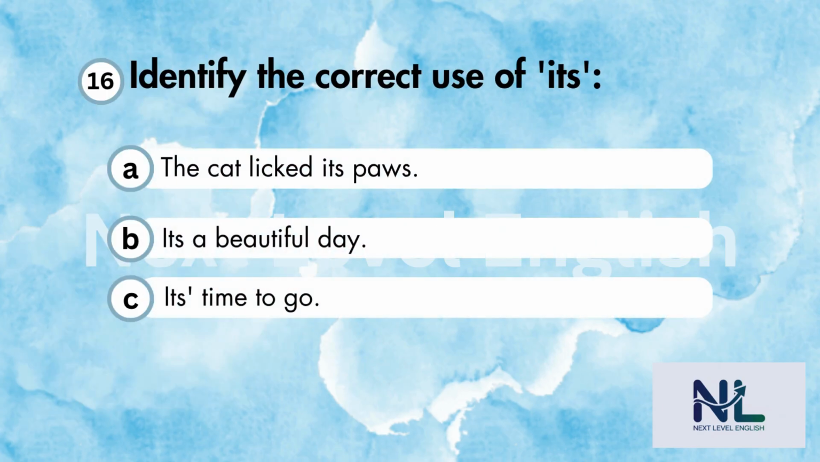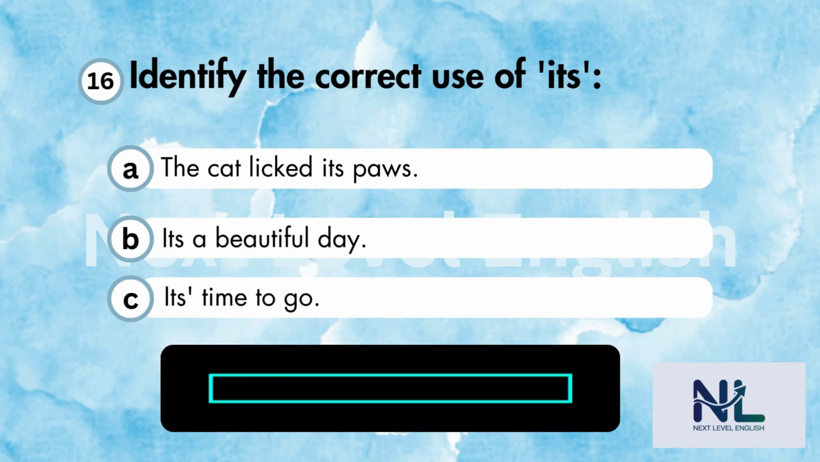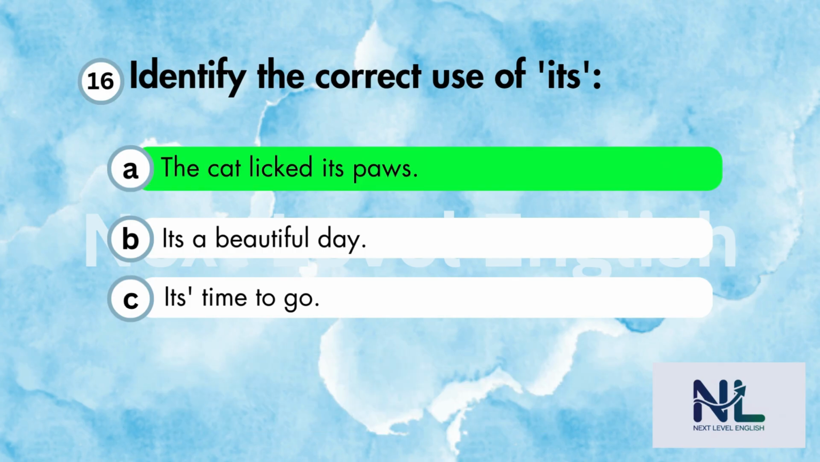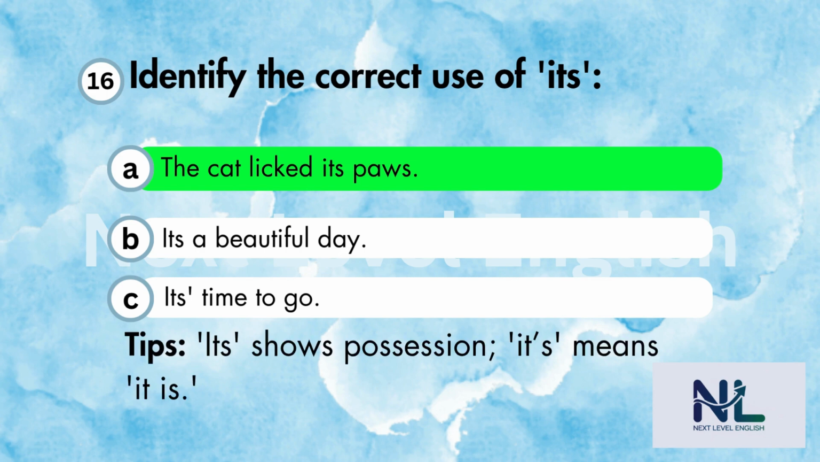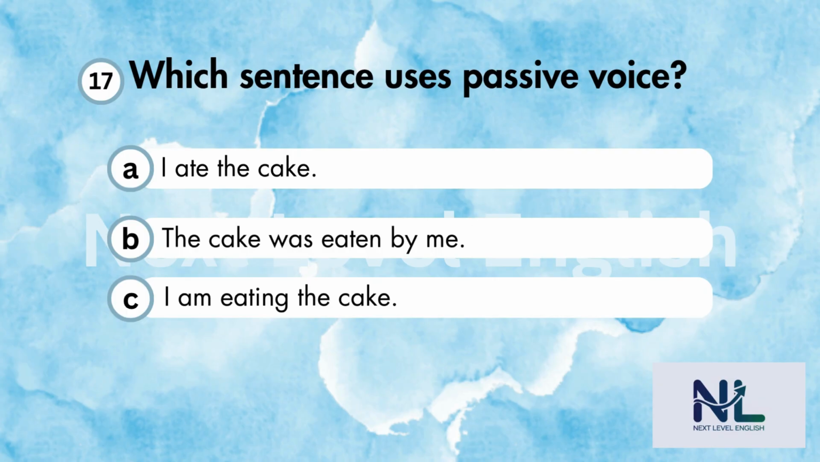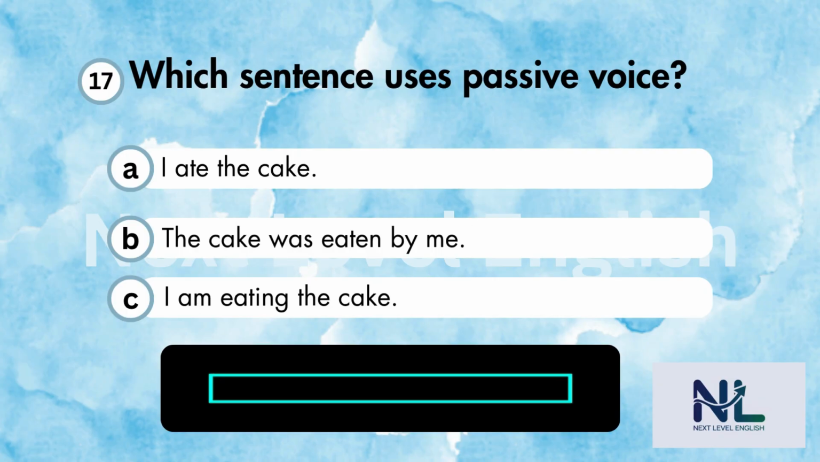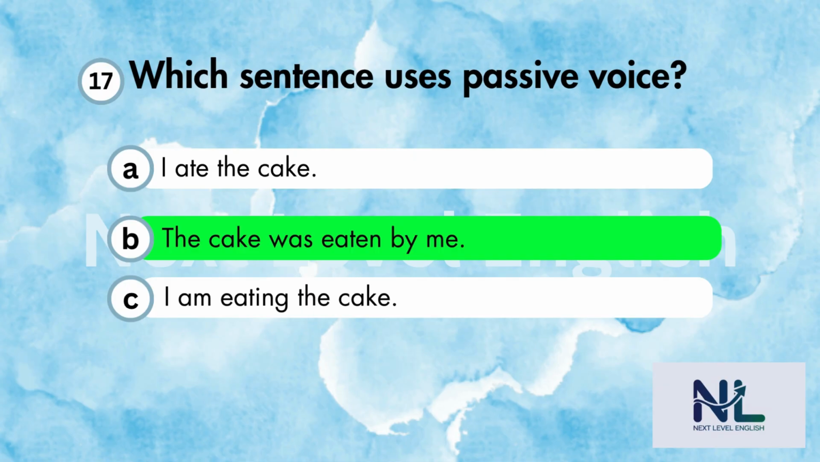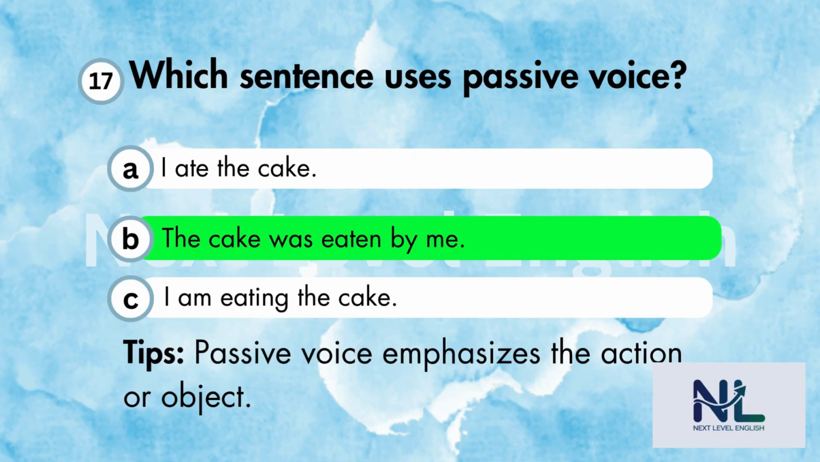16. Identify the correct use of its. The cat licked its paws. Tips: its shows possession, it's means it is. 17. Which sentence uses passive voice? The cake was eaten by me. Tips: passive voice emphasizes the action or object.